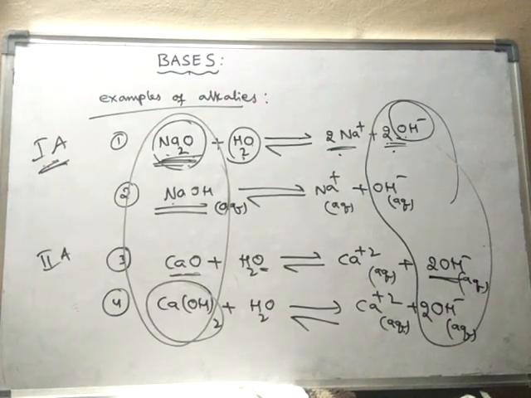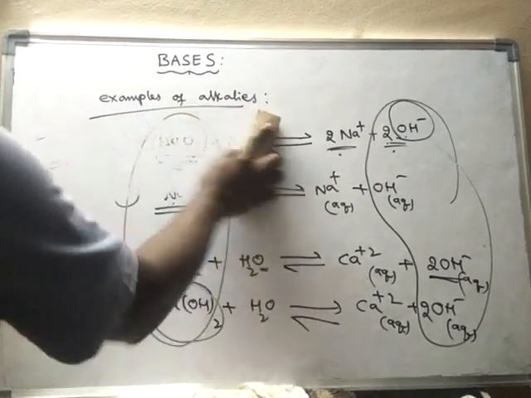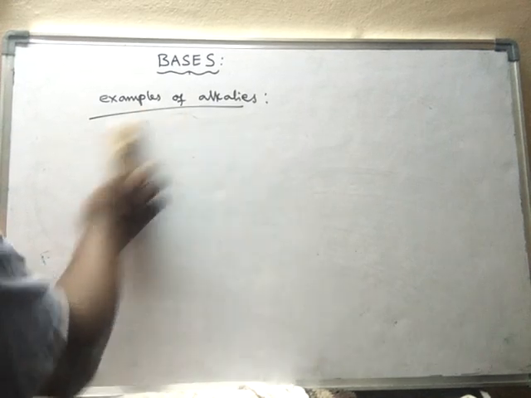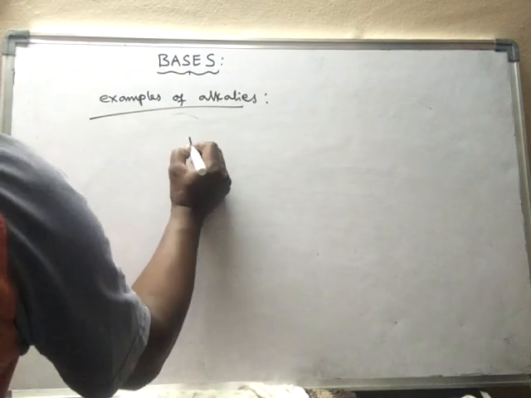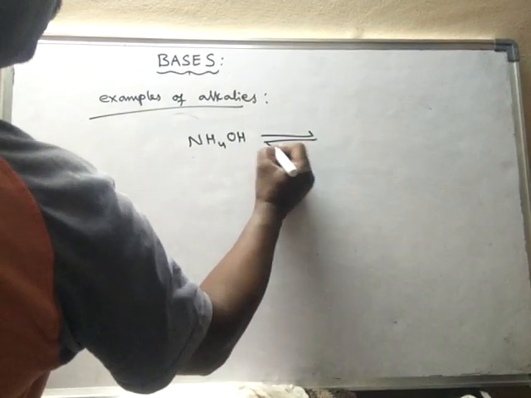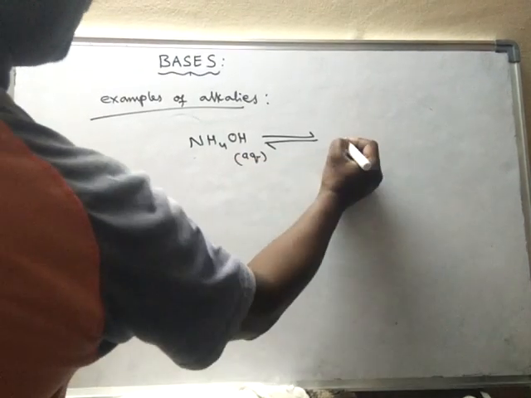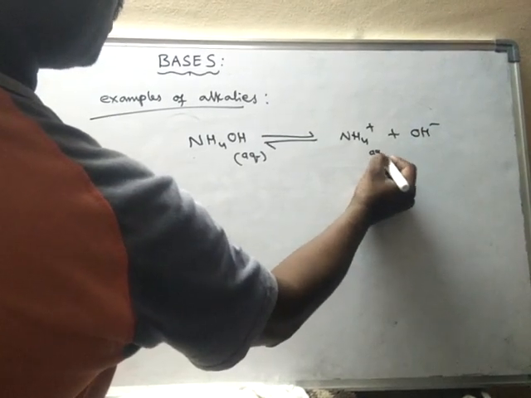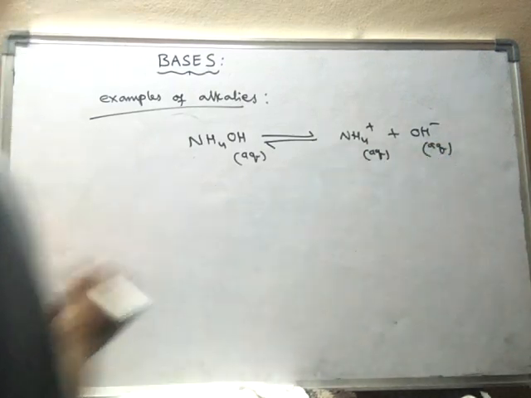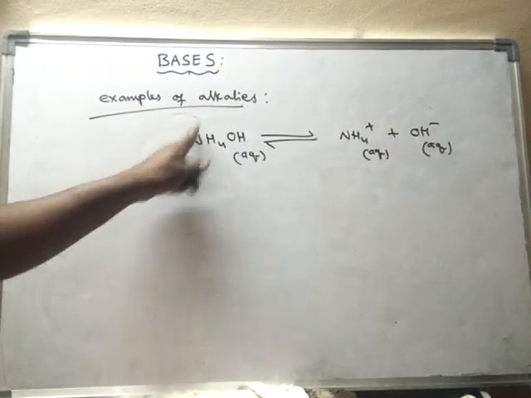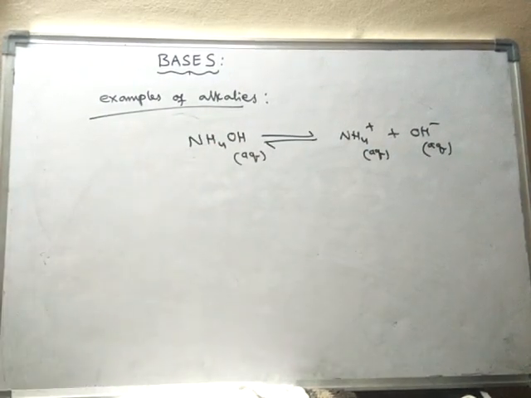Even ammonium hydroxide also produces OH minus ions in water. Ammonium hydroxide is also treated as an alkali because it breaks down in water into NH4 plus and OH minus ions, aqueous. As it is giving OH minus ions in water, it is also said to be an alkali. So like this, there are so many alkalis.